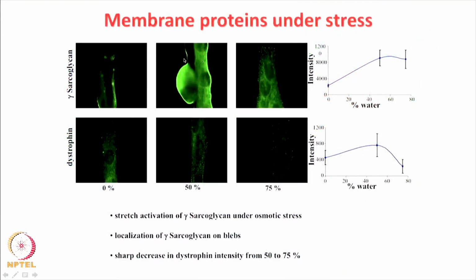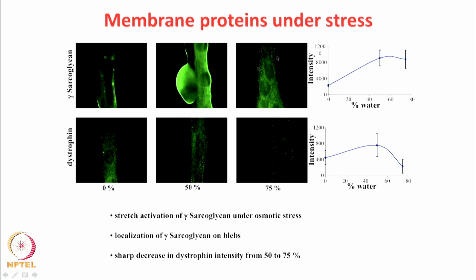And if you see, this is an example of a protein called gamma sarcoglycan. What you see is wherever there is a bleb, there is an increased localization of this particular protein called gamma sarcoglycan. So, you can track this dynamics. First of all, you can also track how in response to increase in membrane tension, this protein accumulates at the location site of the bleb.